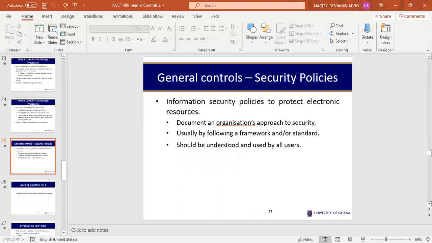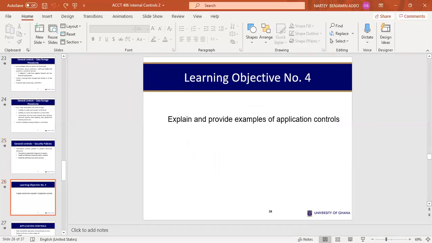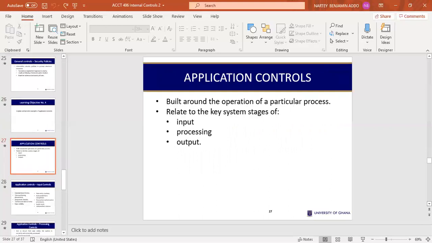But then we also have what? Application controls. And they are normally application specific. So for application control, we may have sales order controls. It's an application control specifically. Or we have inventory management controls. Okay, so our fourth objective is that we need to explain and provide examples of application controls. And as I've mentioned, we group them into three main classes: input controls, processing controls, and then output controls.